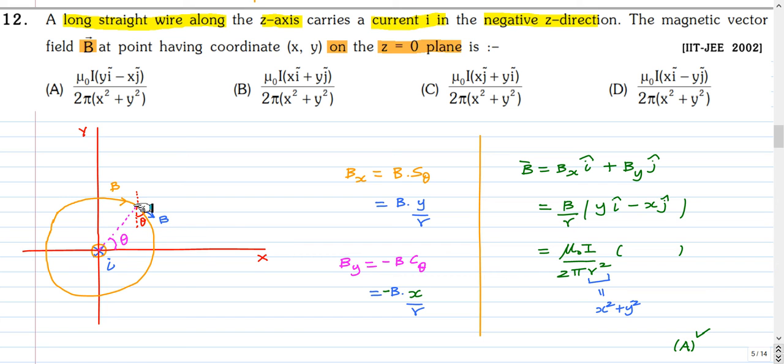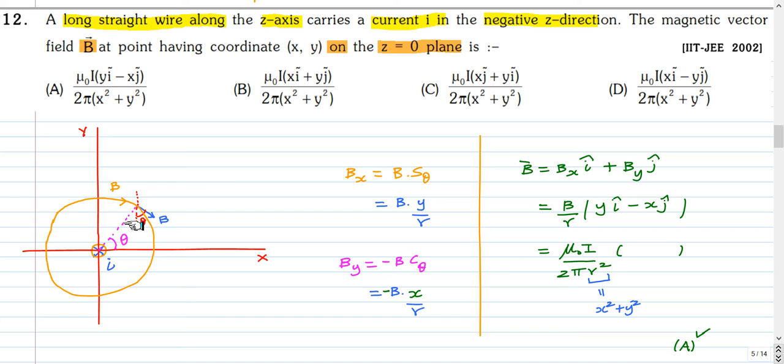So let us take a point which makes an angle theta with the x axis. So the magnetic field will have two components, Bx and By. Since the radius vector of this point makes an angle theta, so theta is the angle between the x axis and the radius vector. So the angle between the vertical and the tangent will also be theta. If the angle between two lines is theta, the angle between the perpendiculars is also theta.